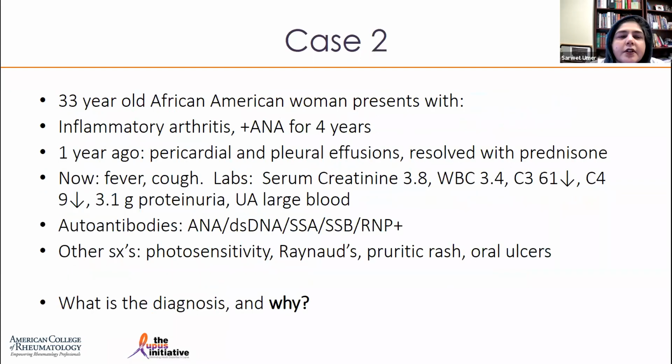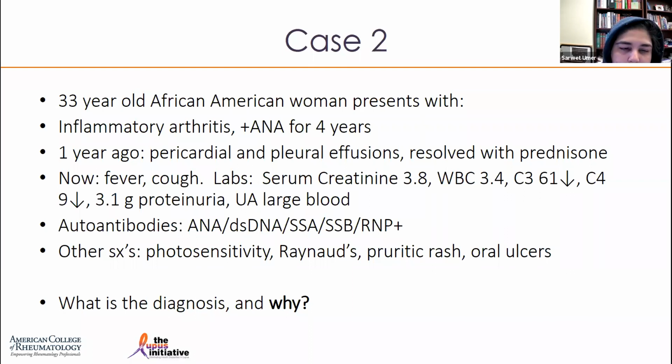Okay, next one. A 33-year-old African-American woman presents with inflammatory arthritis, positive ENA for 4 years. 1 year ago she had pericardial and pleural effusions, which resolved with prednisone. Now she has fever and cough. Labs show a creatinine of 3.8, so the patient is in renal failure. White count 3.4. C3 is low at 61.